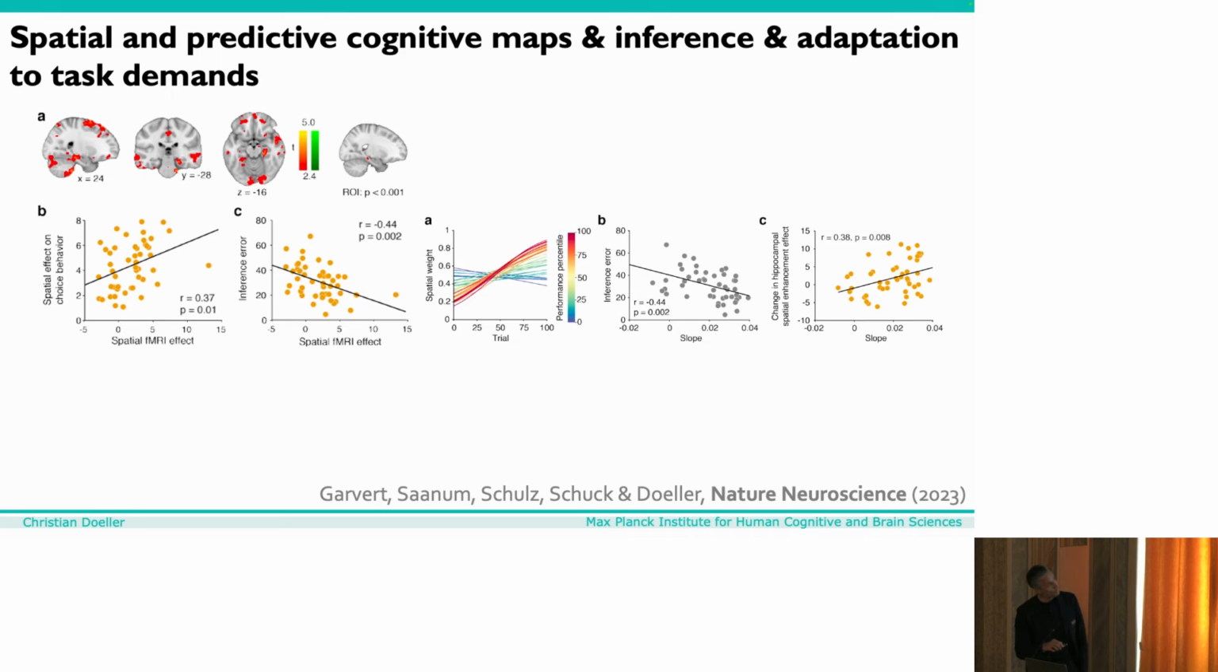Over time, and here you see the data from all participants, the spatial weight takes over. I mean, at some stage, the ground truth sort of comes true, and the degree to which that takes place, so the slope of that function, the more the spatial information takes over behavior, the higher the slope is. The slope of this effect also correlates with the inference performance, and also with the spatial fMRI effect measured in the fMRI session.